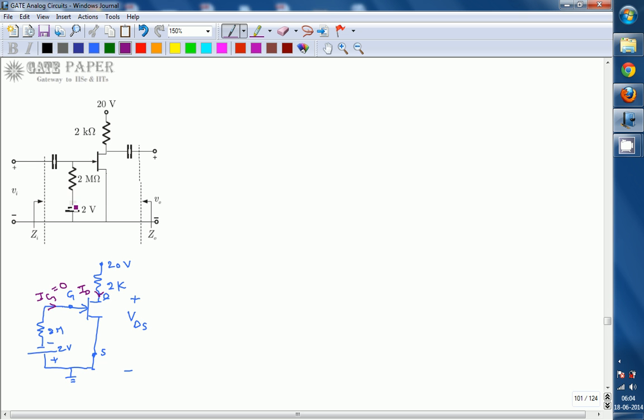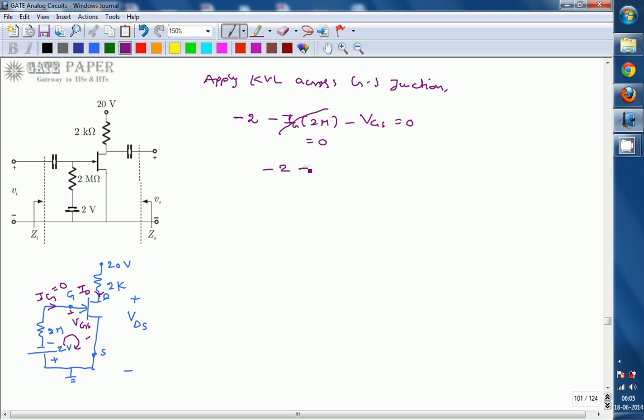Now, with the help of IG equal to 0, can you calculate the VGS value, the voltage from gate to source? Apply KVL across the gate source junction, which is this one over here. So you can write minus 2, minus IG times 2 mega ohms, minus VGS is equal to 0. Since IG is equal to 0, that term is 0. So we get minus 2 minus VGS is equal to 0, and from this VGS is equal to minus 2 volts.